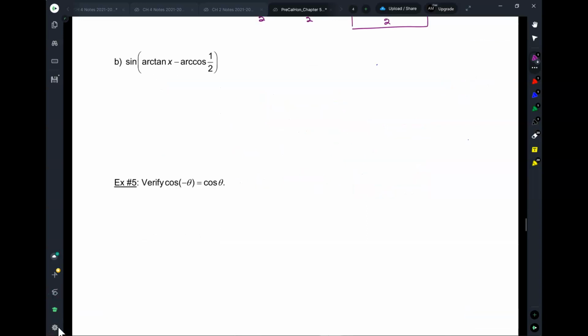For this next one, we're going to do the same thing. Go inside the parentheses first and see if there's anything we can simplify. The arc cosine of 1 over 2, you want the angle for which cosine is equal to 1/2. That's pi over 3 as well. So what I have now is sine of arc tangent x minus pi over 3. If you want to minimize the symbols you're writing, another way to write arctangent is inverse tangent of x. Feel free to do that. Either way is fine. I'm going to do it this way just to show you that you can. Inverse tangent minus pi over 3.